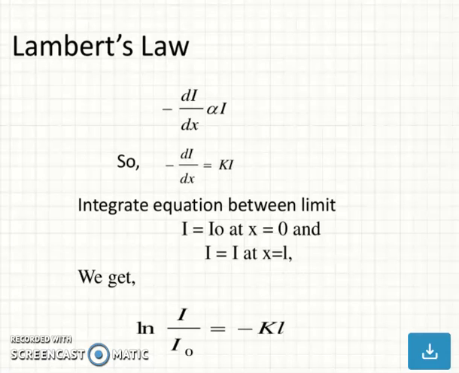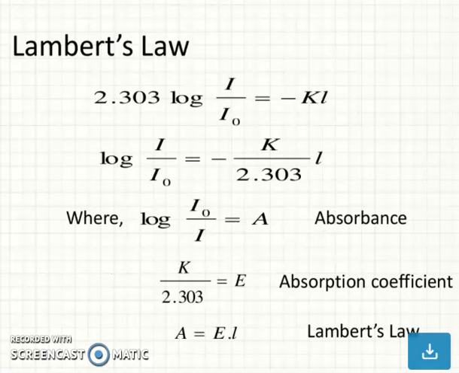So we get ln I by I naught is equal to minus kl. So 2.303 log I by I naught is equal to minus kl. Log I by I naught is equal to minus k by 2.303 l, where log I naught by I is equal to A. A is absorbance, and l is the length of your cuvette. So k divided by 2.303 is equal to epsilon, which is the absorption coefficient, and A is equal to epsilon l.